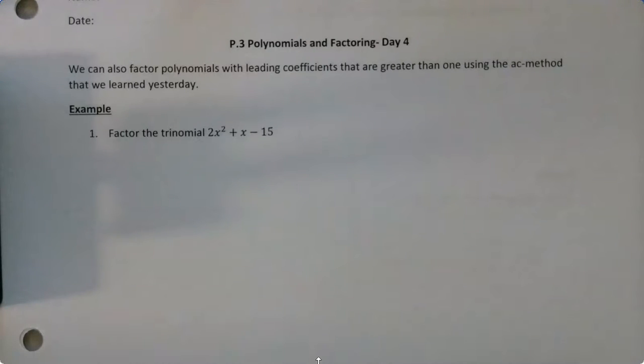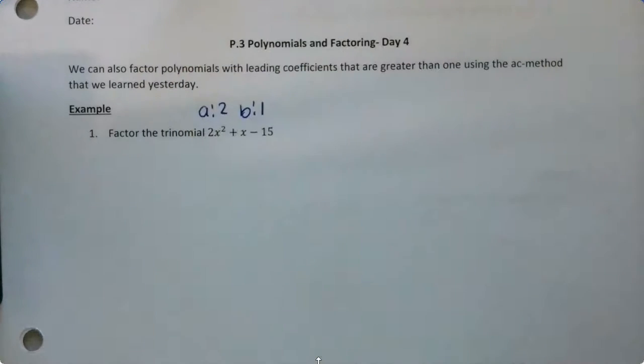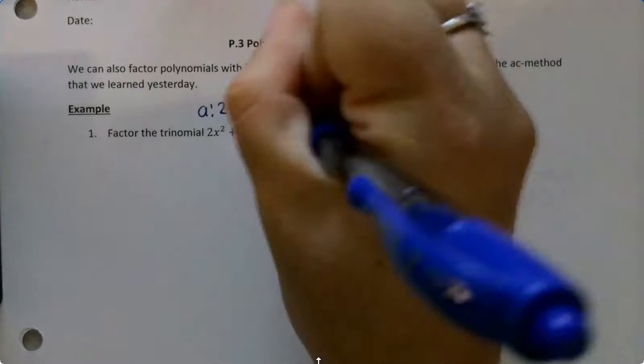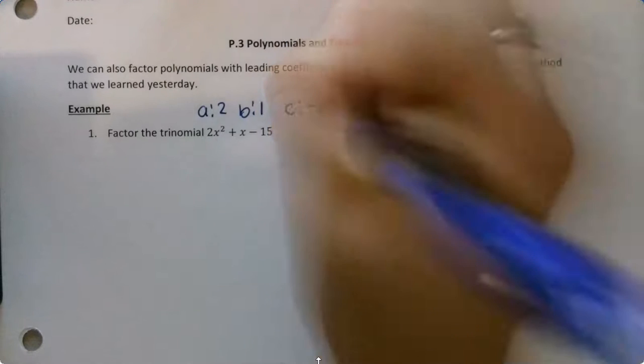Okay. So for factoring using the AC method, I need to know what my A and C terms are. So I'm going to go ahead and label them. My A is 2. My B is 1 because there's no coefficient in front of that X. And then my C is negative 15.